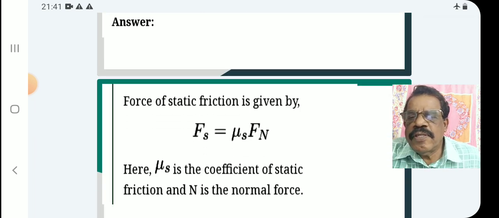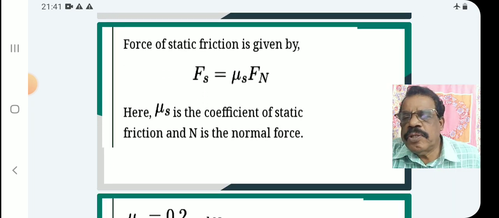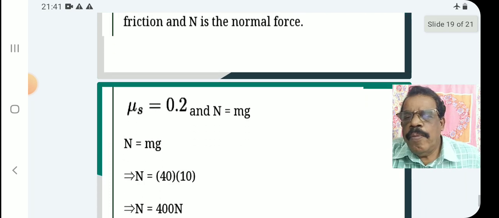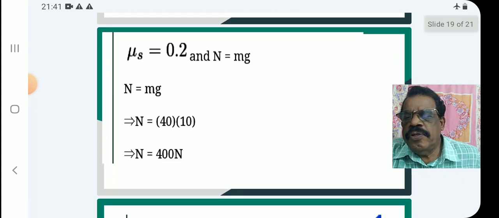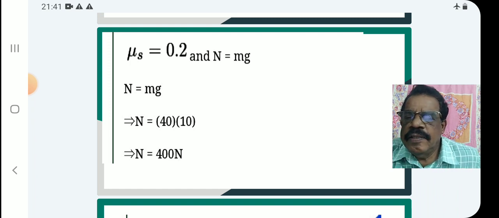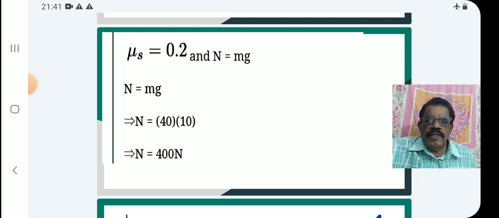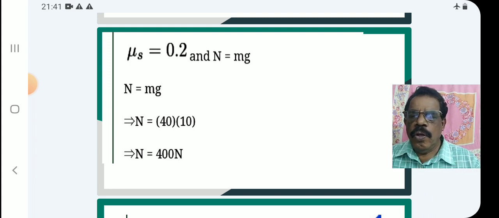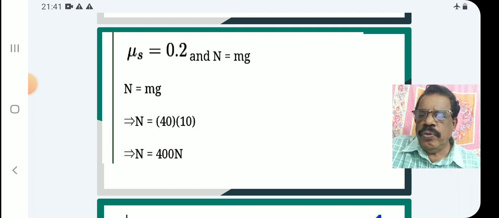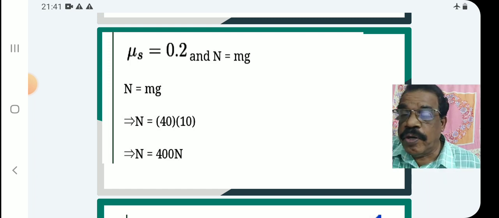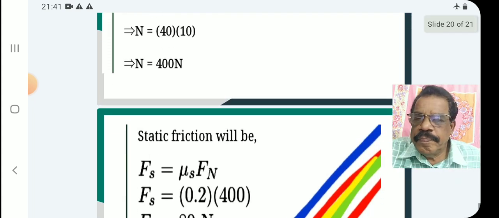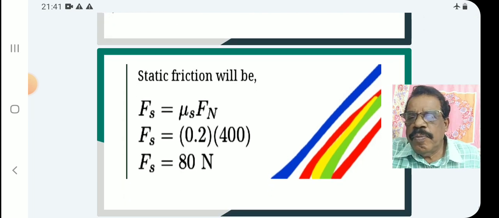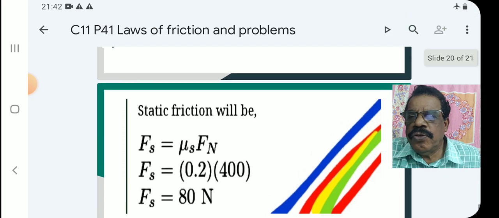Frictional force is given by Fs is mu into N or Fn. Mu is the coefficient of static friction and N is the normal reaction or Fn. Mu is 0.2 and N is mg, mass into g, acceleration due to gravity. N is mg, that is N is 40 into 10. We have taken g as 10 meter per second square, the value we assume. Therefore, N is 400 Newton. Here N means Fn, normal reaction, and on the right side, N is Newton. So, static friction Fs is equal to mu into Fn. That is Fs is equal to 0.2 into 400, that is 80 Newton. That is all.